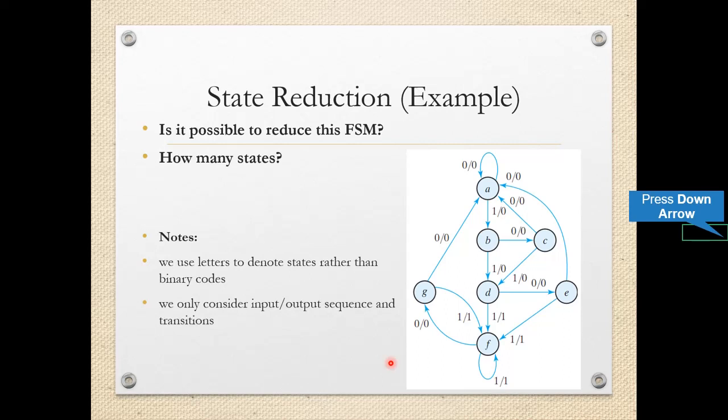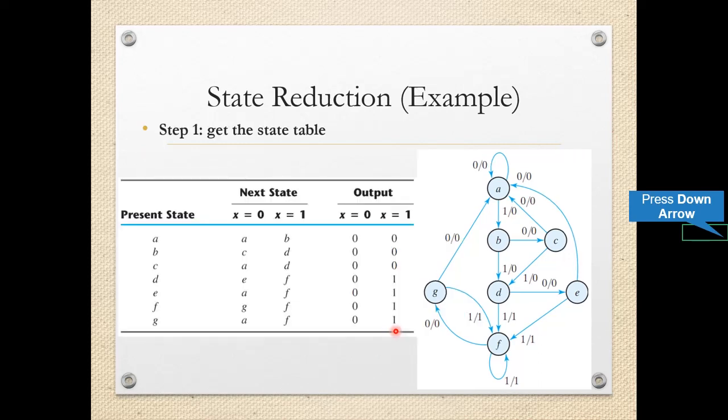How many states we should keep and how many inputs and outputs. So by reducing these things, we can reduce the number of states. So you'll see in detail. So the next step is to get the state table. So by observing the state diagram, we should be able to write the state table.